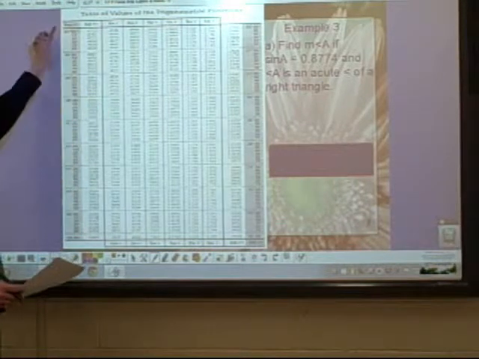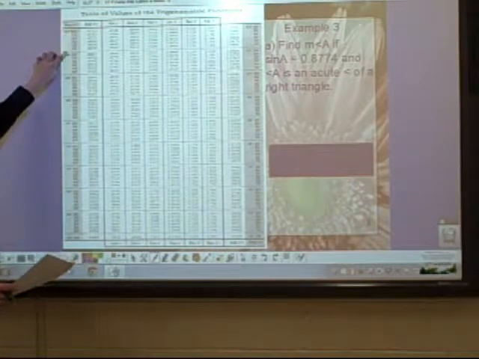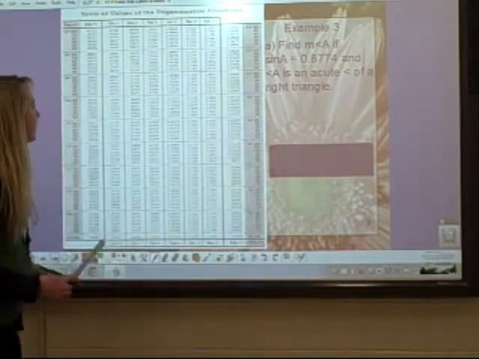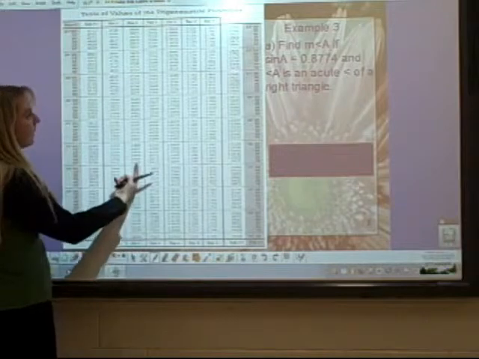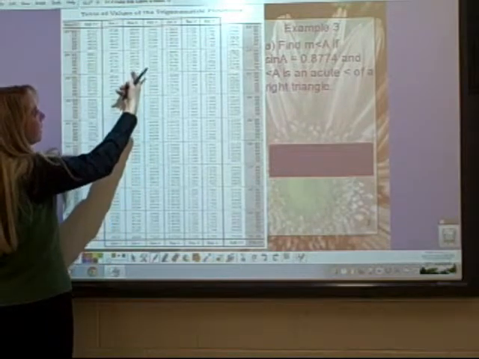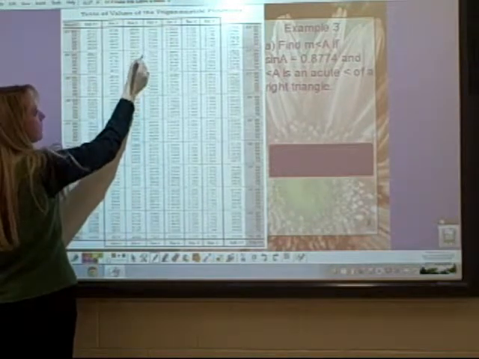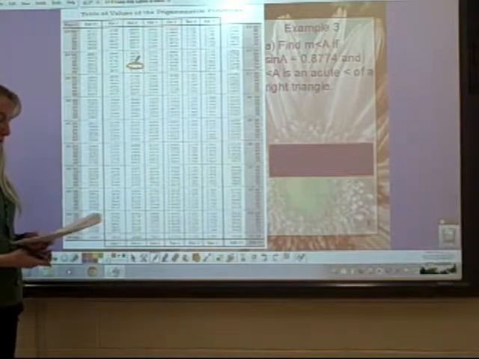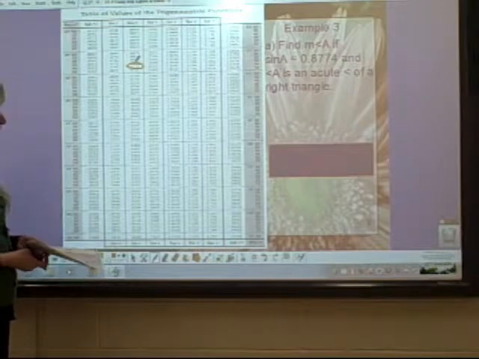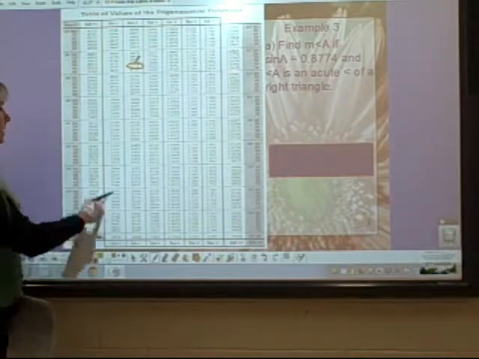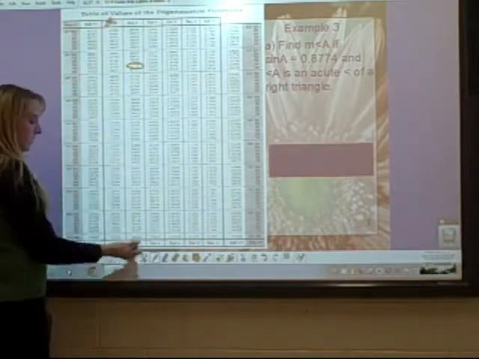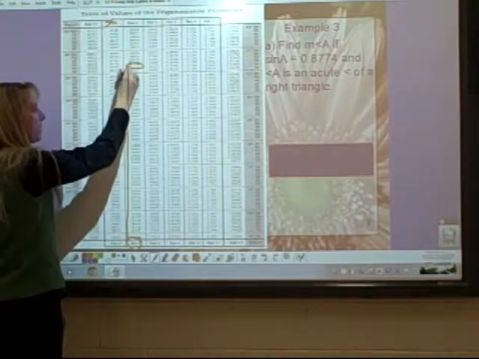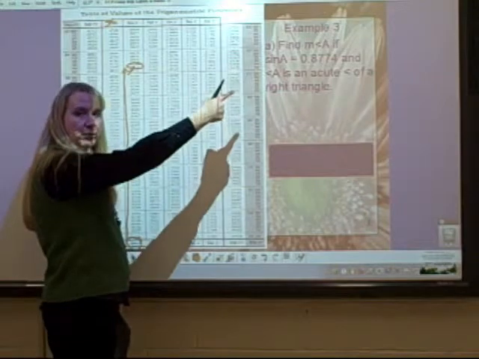I ended up being on the page that has 27, 28, 29, 30, so on, 54, 55, 56. And when I was reading up this way, I ran into 0.8774 right there. So then what I need to do is figure out, where did I find that? I didn't use this sine column, I used this one. So if I'm reading up from the bottom, I gotta go over and read the right-hand side.